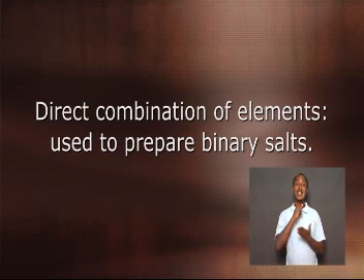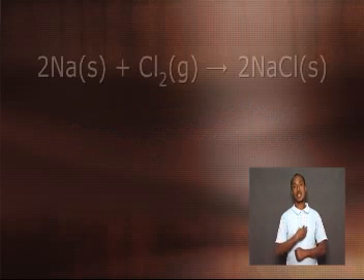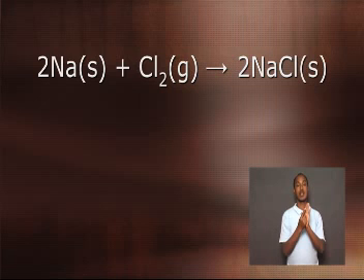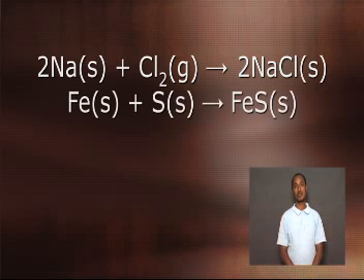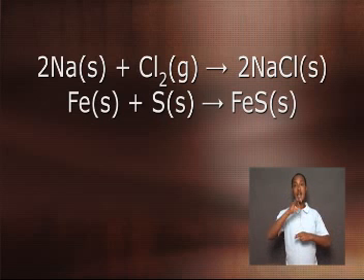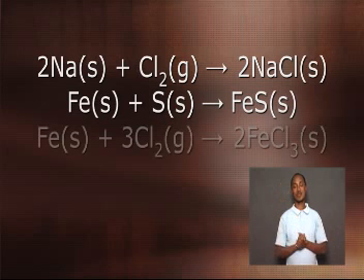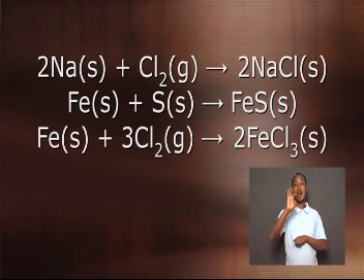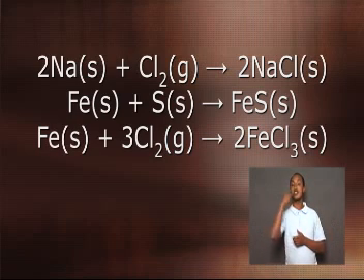This is a method that is used to prepare binary salts. Binary salts are those which consist of only two elements. For example, when sodium reacts with chlorine, sodium chloride is formed. When iron and sulfur react, iron 2 sulfide is formed. When iron and chlorine react, iron 3 chloride is formed.